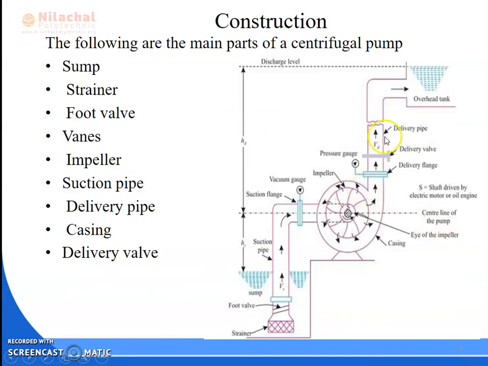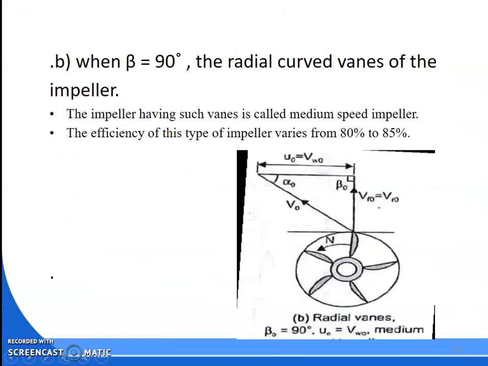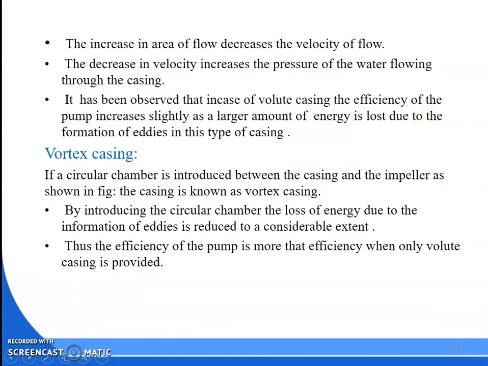See. So in case of your reaction turbine, the water will enter from here, but in case of your centrifugal pump, the water will enter and be discharged from the minimum section to the maximum area. The flow area will increase here. Okay, you can see. So here a large amount of energy will be lost due to formation of eddies, because the water will be flowing from a small area to a large area.